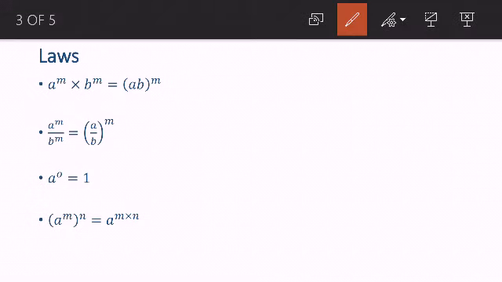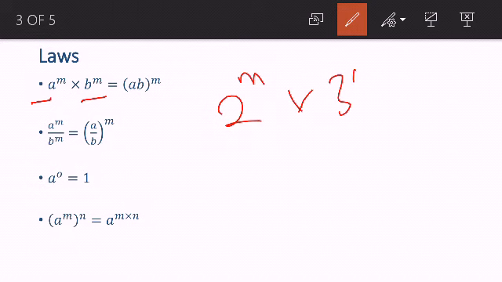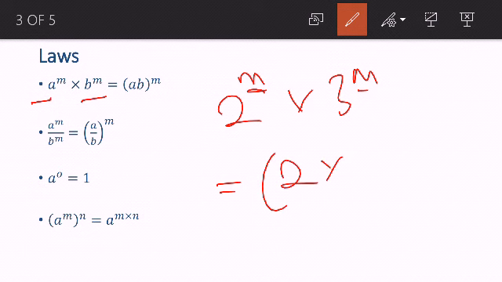So that leads us to the next law, which is the common index law. So common index law, or you say common power law, you can see a raised to power m times b raised to power m both have the same power. So it's the same thing as ab all raised to power m. A good example, if I have 2 raised to power m times 3 raised to power m, since they have equal powers, it's the same thing as saying 2 times 3 all raised to power m, which is equal to 6 raised to power m.